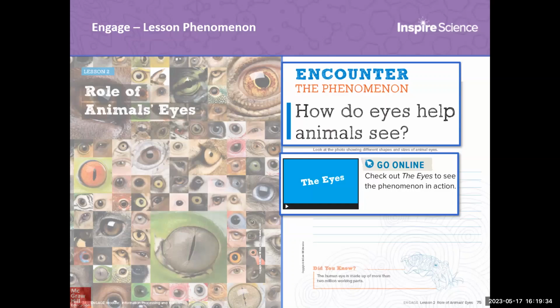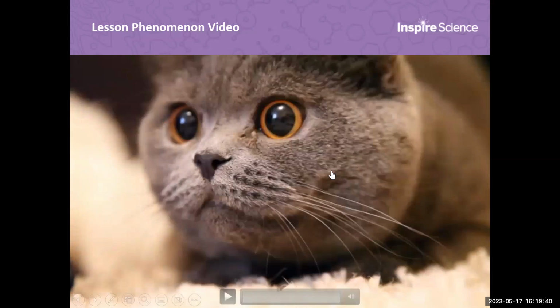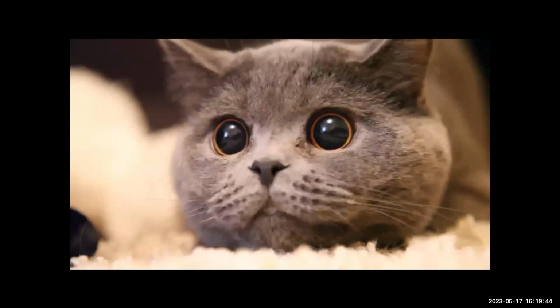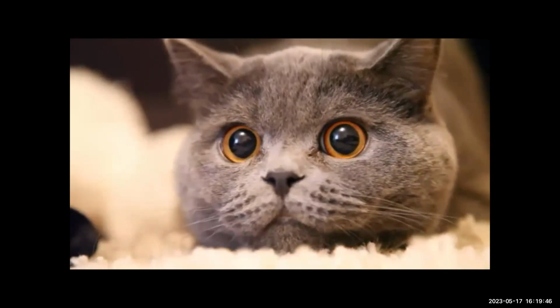Every module and lesson in Inspire Science begins with a phenomena. In a phenomena-based classroom, that should be the case. So let's take a look at this one. It involves a cat. What is this cat looking at? And why are his eyes changing shape?